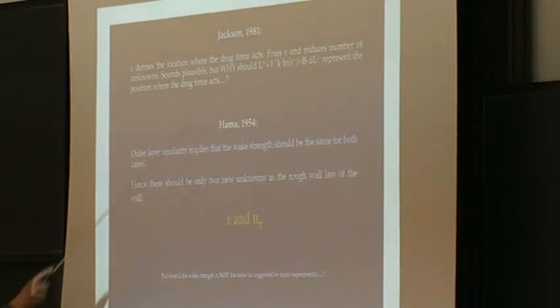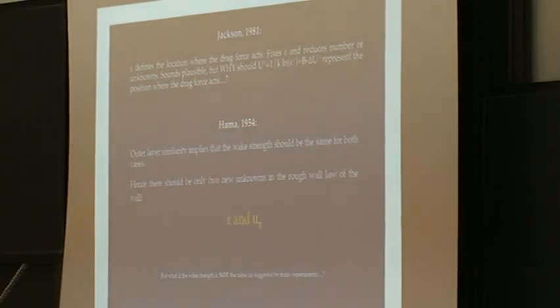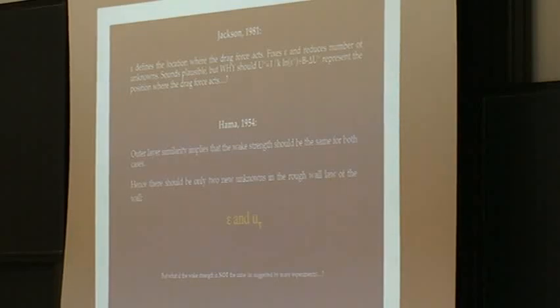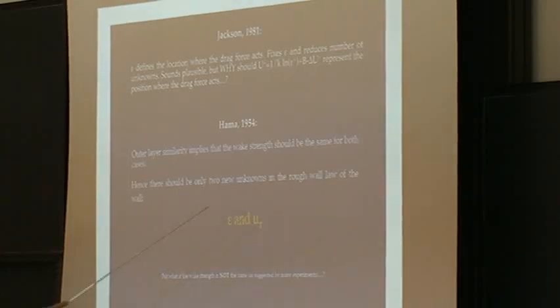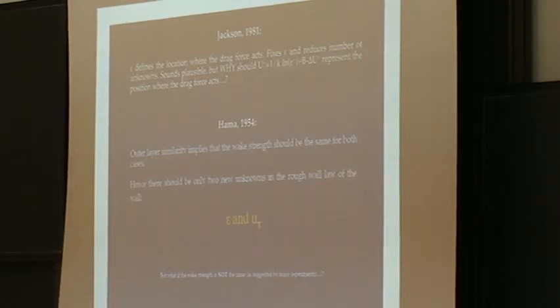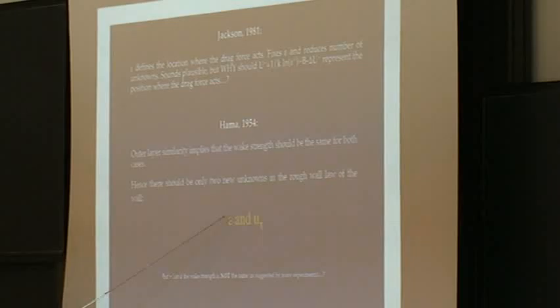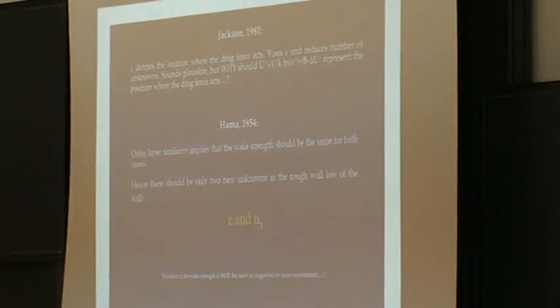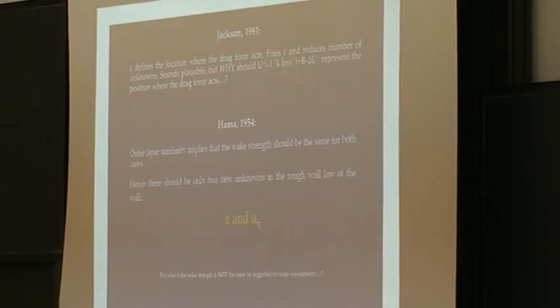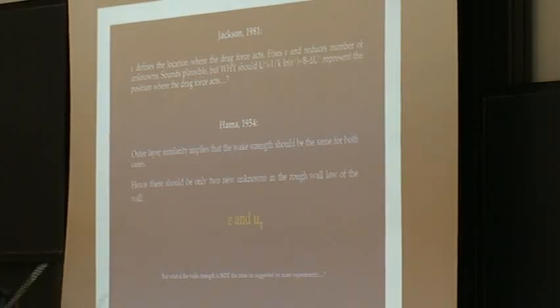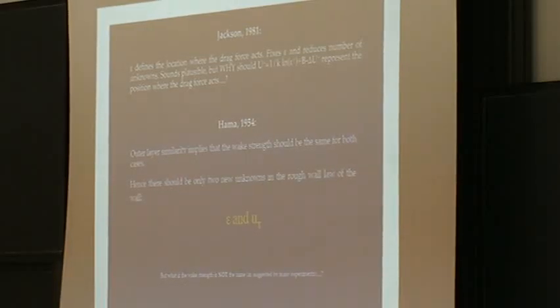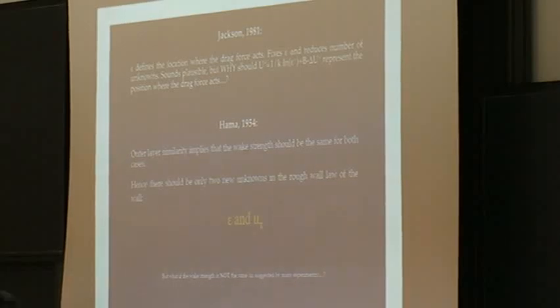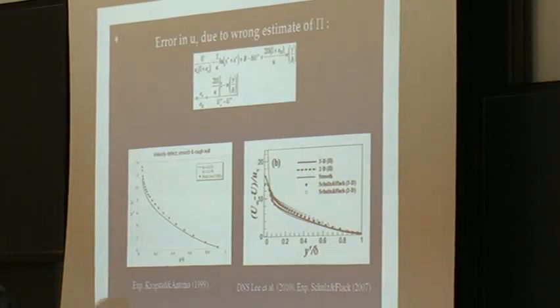So if you fix epsilon from here and you fix the wake strength from the smooth wall, then you only have u tau and then delta u as your parameters. But I'd like to keep the epsilon as a parameter and use that for the fitting of the data. But what now if the wake strength is not the same? Then you have more problems.